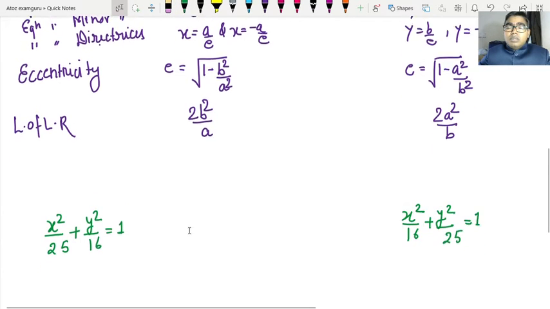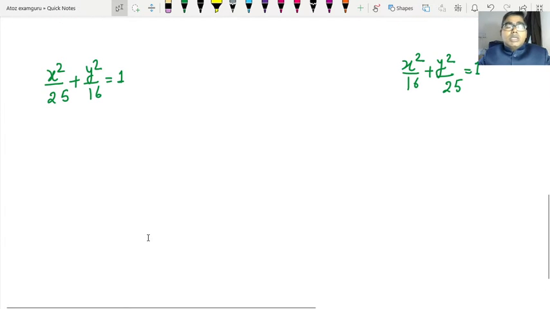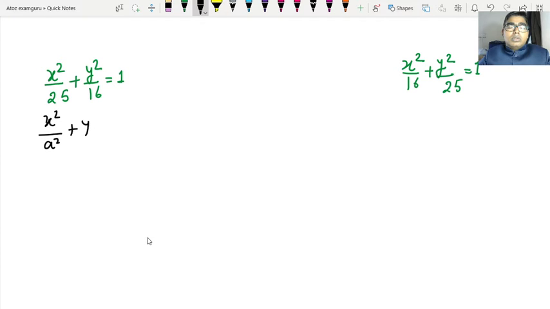And now let us see the question. The question given to us is x square upon 25 plus y square upon 16 equal to 1. Now let us compare this with x square upon a square plus y square by b square equal to 1. So we will get a equal to 5 and b equal to 4. Since a is greater than b, that's why it is the first type of ellipse.